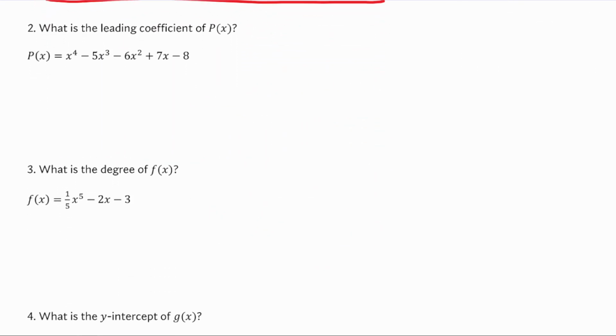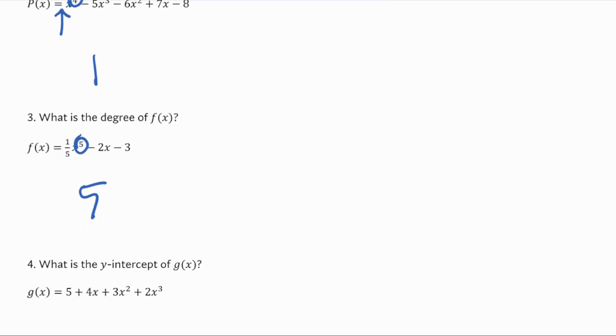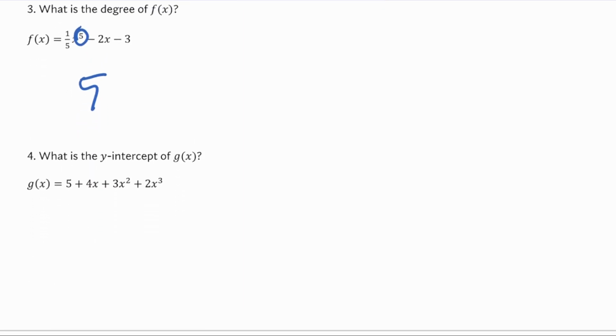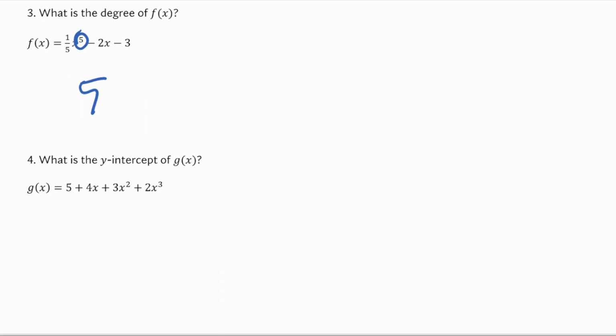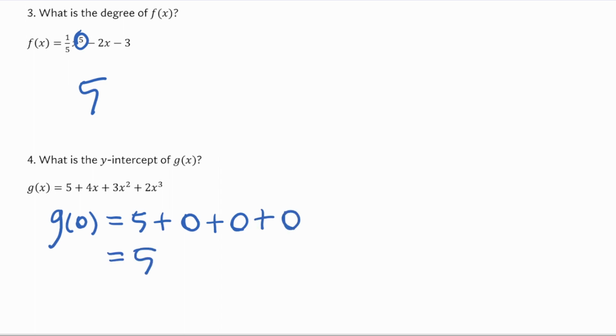Okay. What's the leading coefficient of p? Well, it's going to be the number that's attached to the highest exponent. That's the highest exponent. I see 1 x to the fourth, so the leading coefficient is 1. Okay, the degree of f is that highest exponent, so that's going to be 5. And then the y-intercept of g is going to be given by g of 0. It's the y-coordinate of the point on the graph where x is equal to 0. So g of 0 is going to equal 5 plus 4 times 0 plus 3 times 0 plus... Wait. 3 times 0 is not 3. Plus 2 times 0. And then in total, that's going to be 5, and so that's the y-intercept.